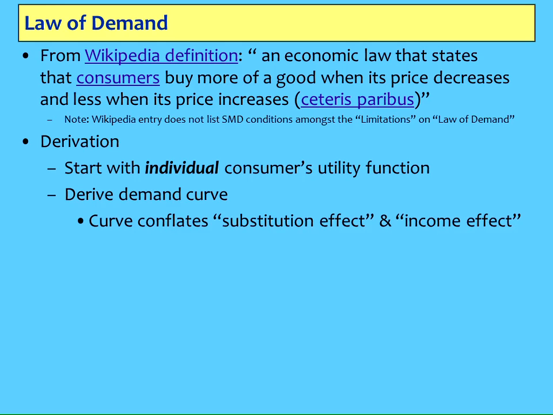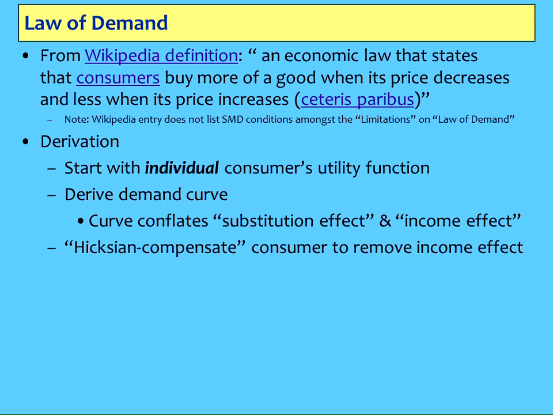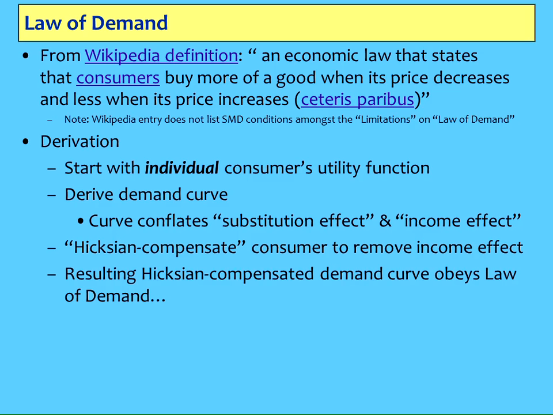And of course, the curve you first derive by keeping income fixed, keeping the price of all of the commodities fixed except one, and varying just that one. That's going to give you a combination of both the substitution effect and the income effect. So the Hicksian procedure is supposed to remove the income effect and leave you just with a pure substitution effect, and that necessarily obeys the law of demand.